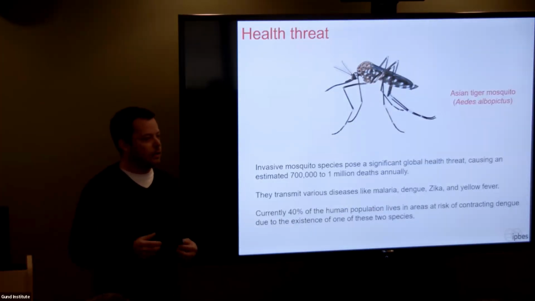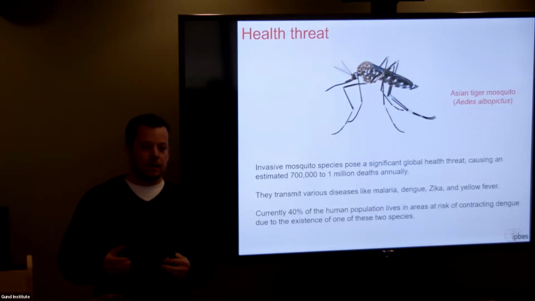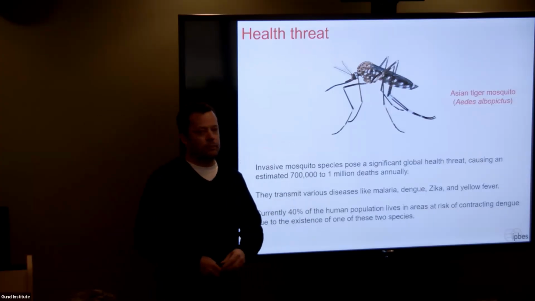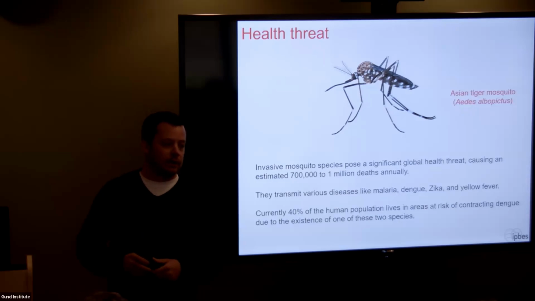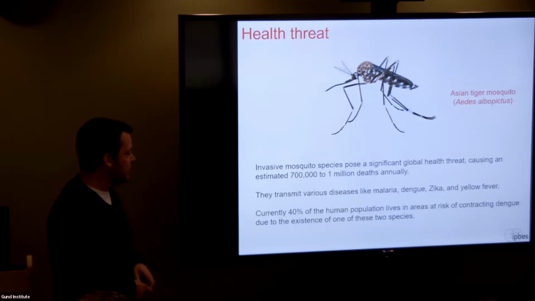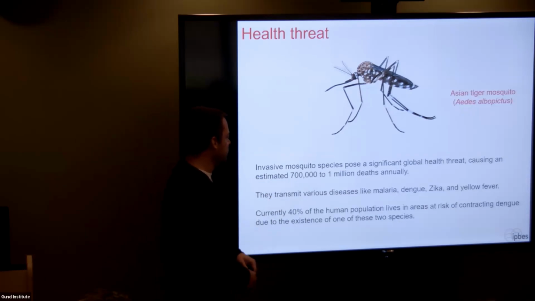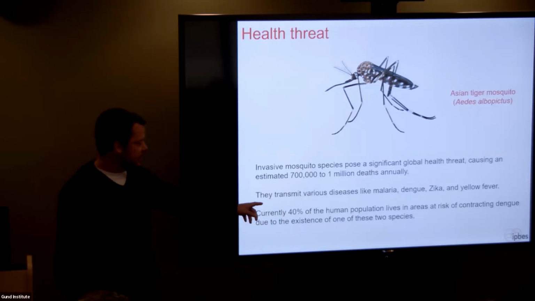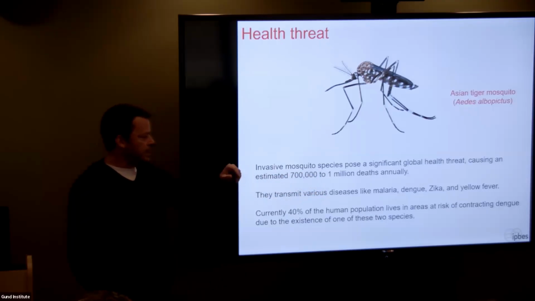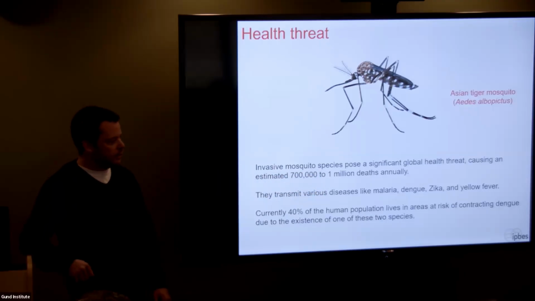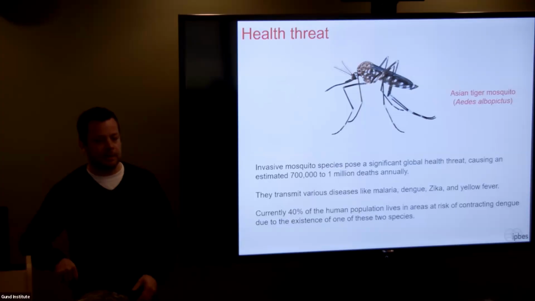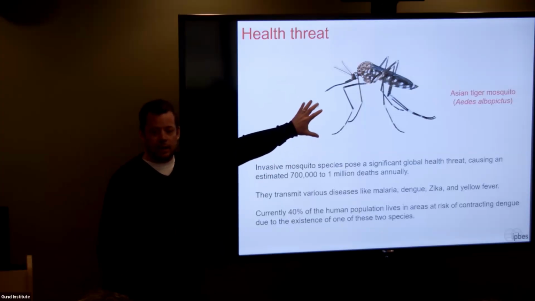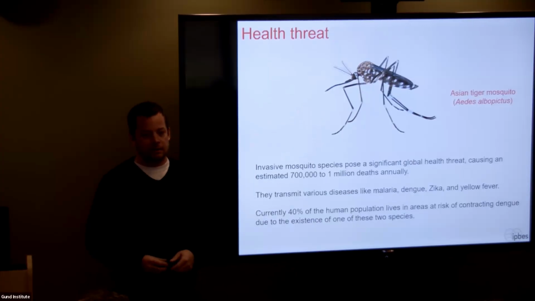Health is also a huge impact of non-native species. We have the case of the Asian tiger mosquito. Globally, these mosquitoes are a significant health problem because an estimated 700,000 to 1 million deaths occur because of the diseases they carry. They transmit malaria, dengue, Zika, yellow fever, and many other diseases, and currently 40% of the population lives in places with mosquitoes. Not everywhere are mosquitoes non-native, but they are non-native in some of the places.